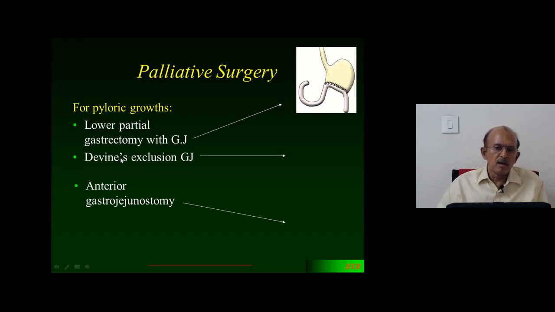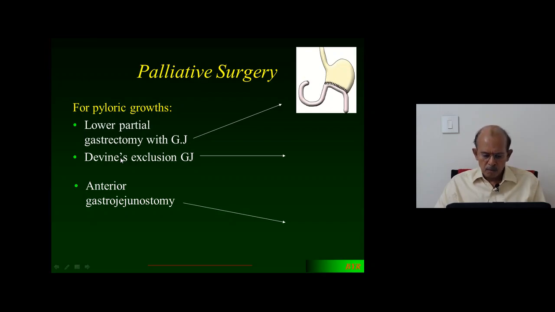Pyloromyotomy cannot be done at all. Pyloromyotomy, because here you have to cut through the tumor. The tumor is there in the mucosa and has infiltrated through and through the whole wall of the stomach. If you cut through the tumor tissue, you cannot suture it. Tumor tissue won't hold the sutures well. There will definitely be some leak.